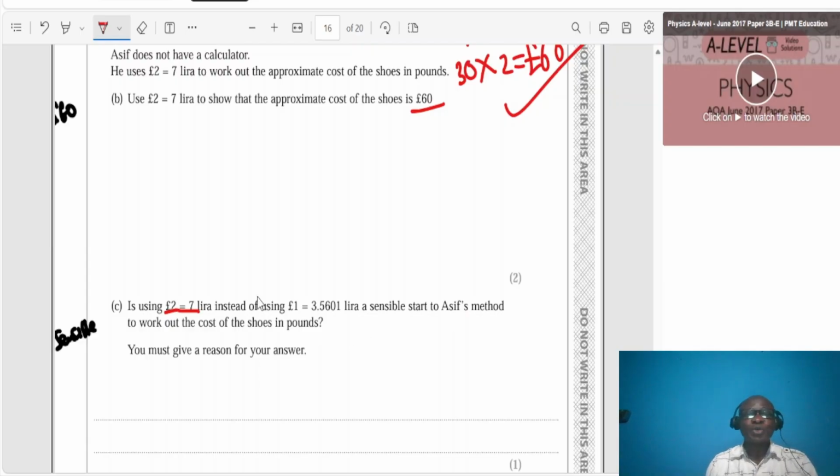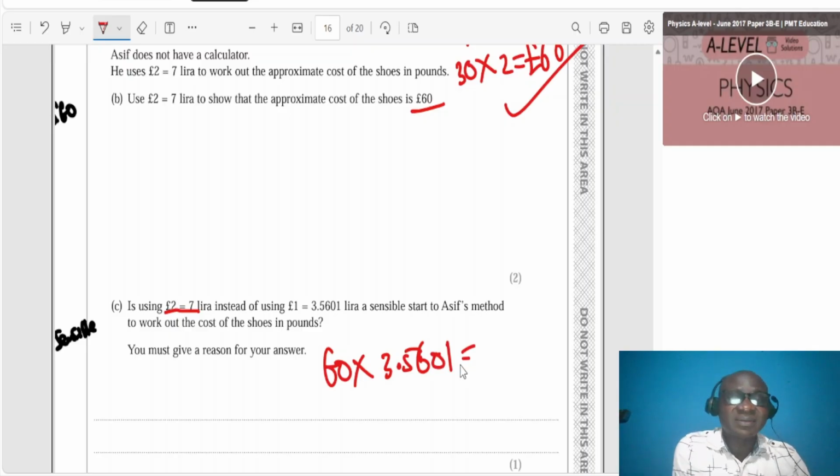What we are going to do, let's convert 60 pounds. Are you listening to me? Yeah. Multiply it by 3.5601. Okay? Let's multiply it to see if it will give us 210. Do you get it? Yeah. So let's do that. Since every 1 pound is this, and from what we converted in B was 210, let's multiply here and see what it will give us to see if his estimate is sensible.